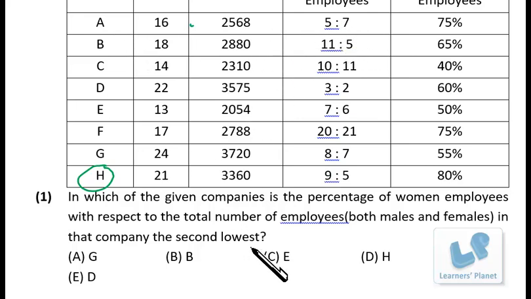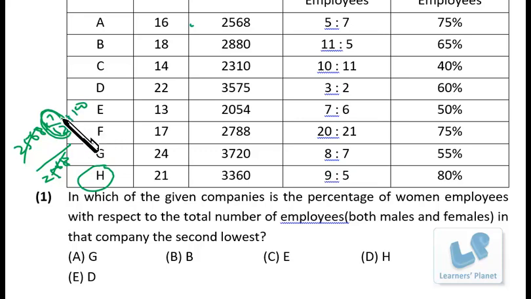So precisely we have to find out 2568 into 7 by 12, that is the number of females. Out of 2568, we have to find out this percentage, right, into 100. Now this will be cancelled, so precisely we have to find out this figure, right? So we have to arrange this figure in ascending or descending order, right? And if we arrange that in ascending order, the second figure we have to find out.